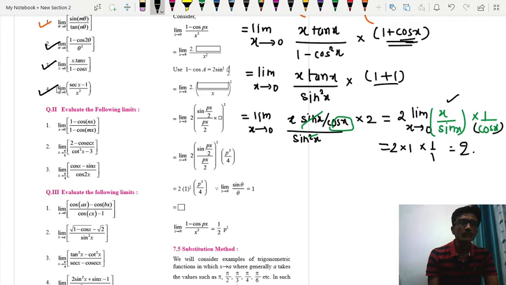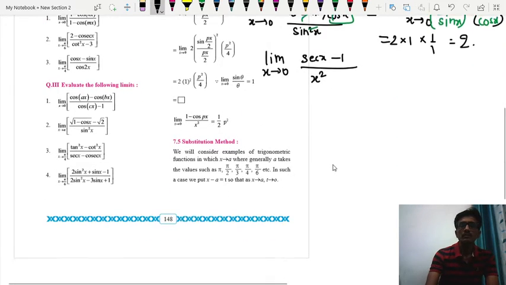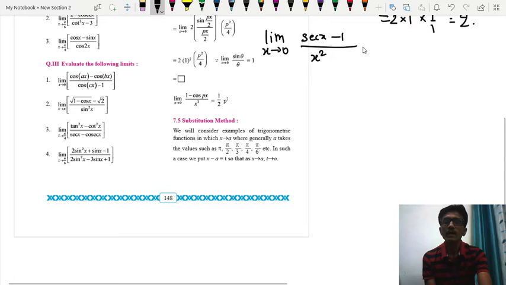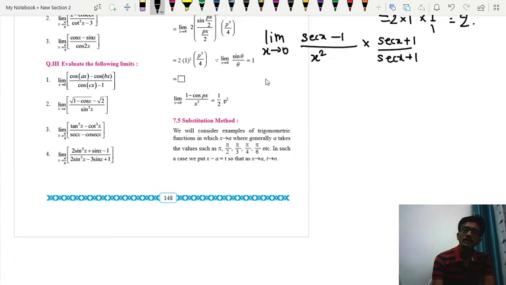Fourth question. The fourth question is limit x tends to 0, (sec x minus 1) upon x square. Here, if we multiply by sec x plus 1 to the numerator and denominator, sec x plus 1 we multiply to numerator and denominator.